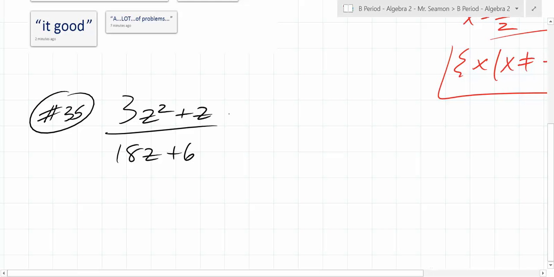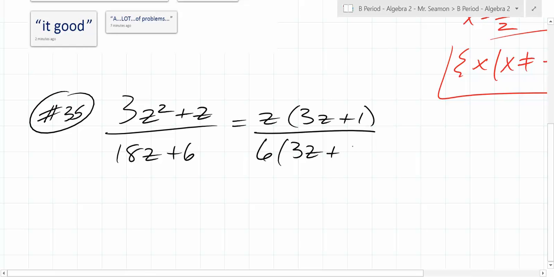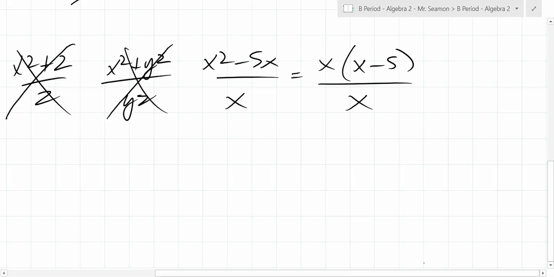Yes. Z. So you end up with z times what? 3z plus 1. And what can you factor out of the bottom? 6. And this is going to be 3z plus 1. What cancels? Ooh. So you end up with z over 6. Good job. The 3z plus 1 cancels, leaving you with just z over 6. So D can be. The other ones cannot be because of the addition.